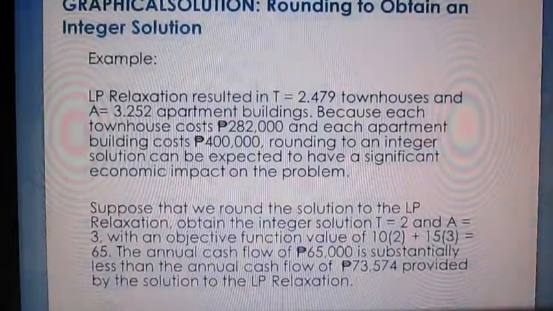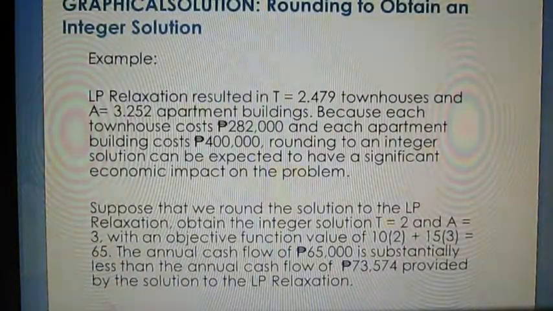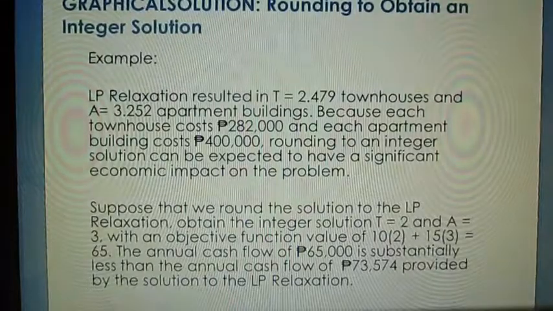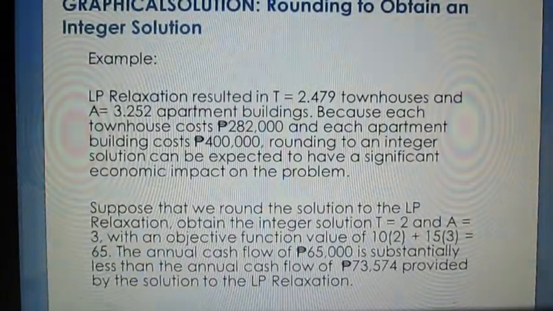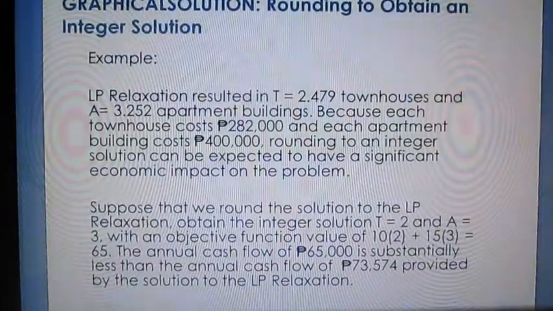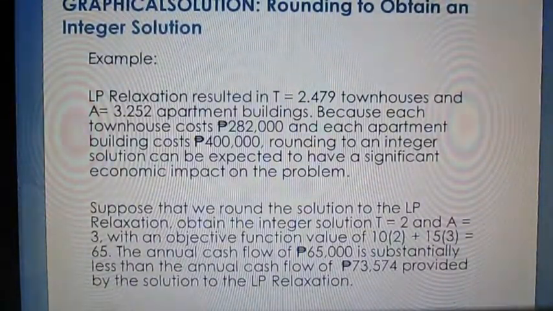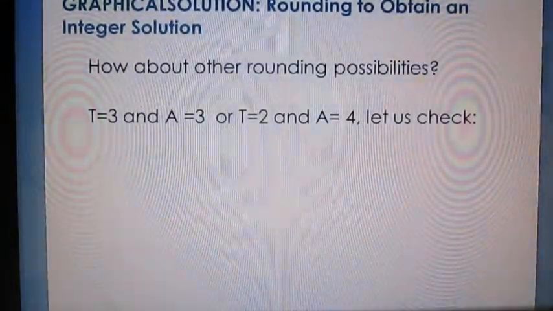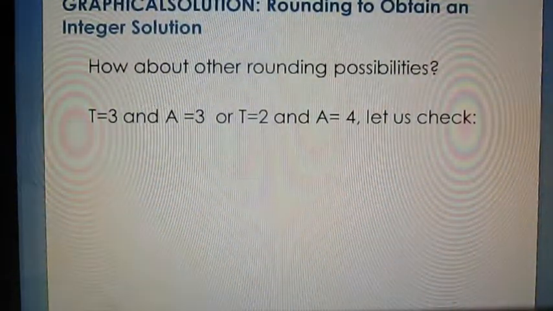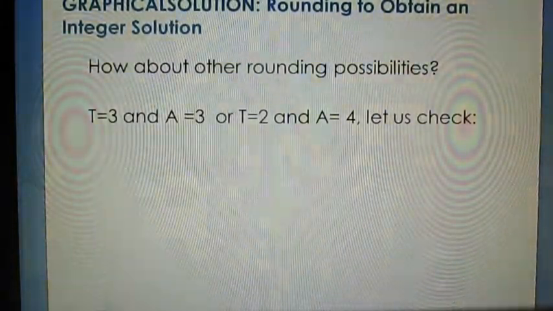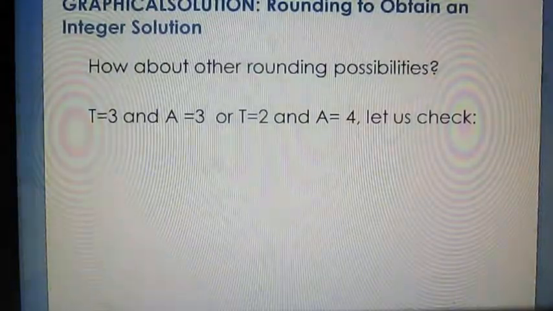Suppose that we round the solution to the LP relaxation, obtaining the integer solution T equals 2 and A equals 3, with an objective function value of 10 times 2 plus 15 times 3 equals 65. The annual cash flow of 65,000 pesos is substantially less than the annual cash flow of 73,574 pesos provided by the solution to the LP relaxation. How about other rounding possibilities? How about T equals 3 and A equals 3, or T equals 2 and A equals 4? Let us check.